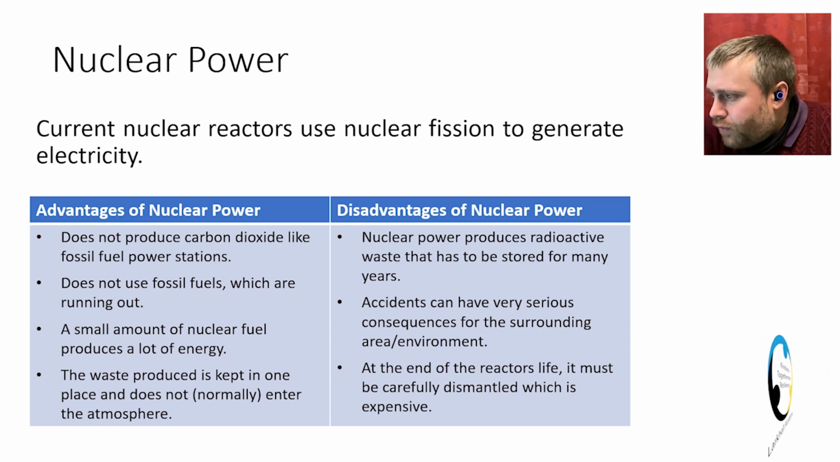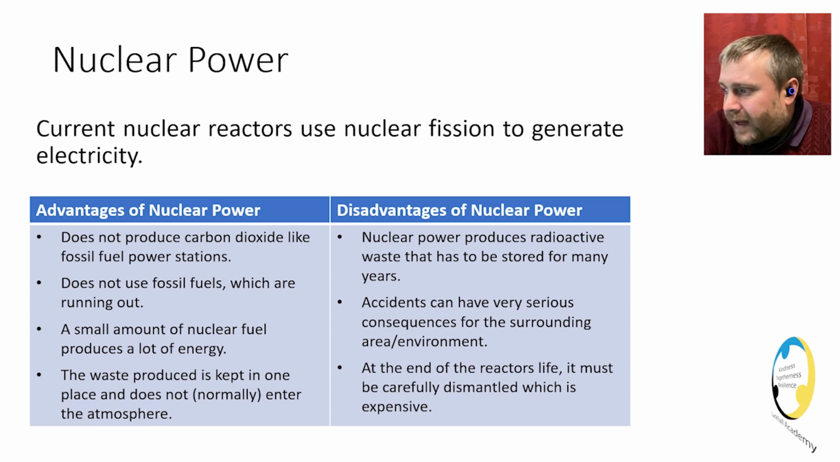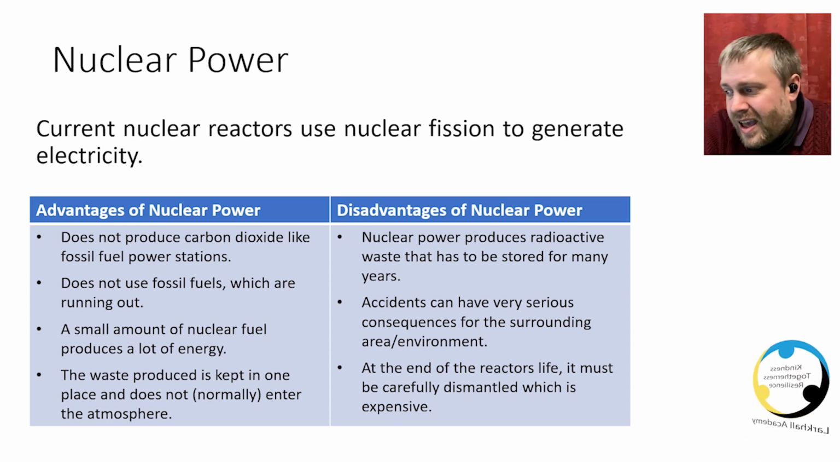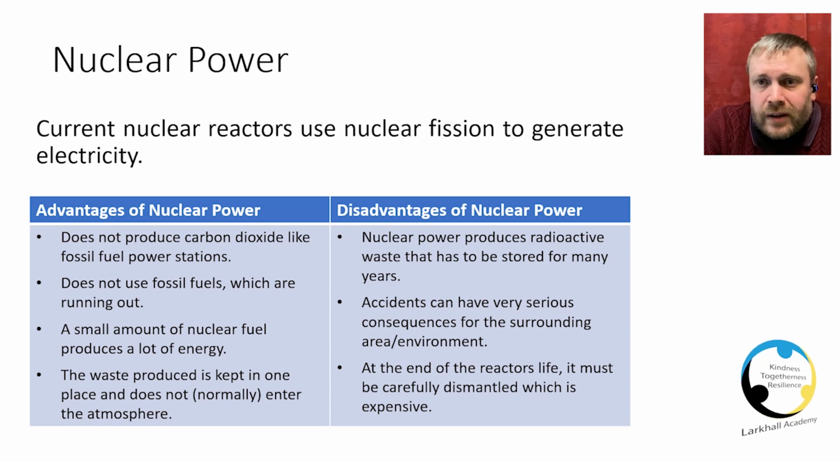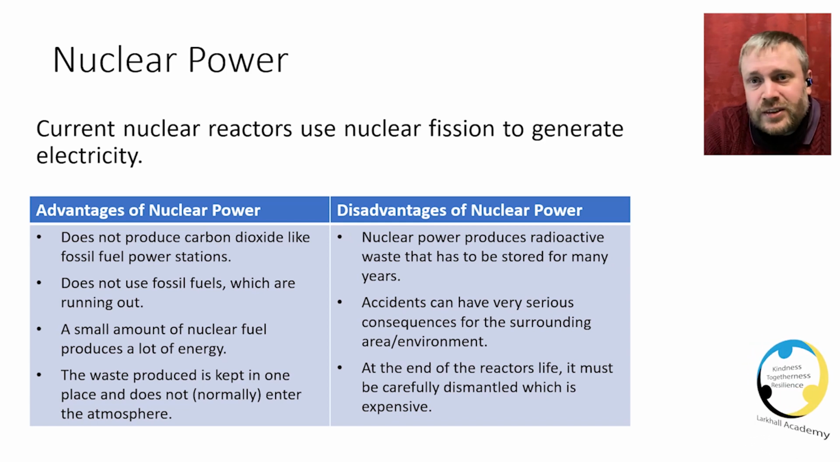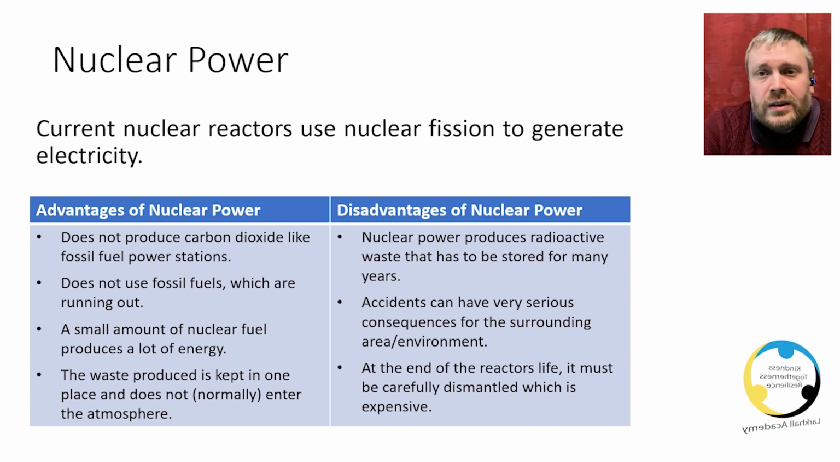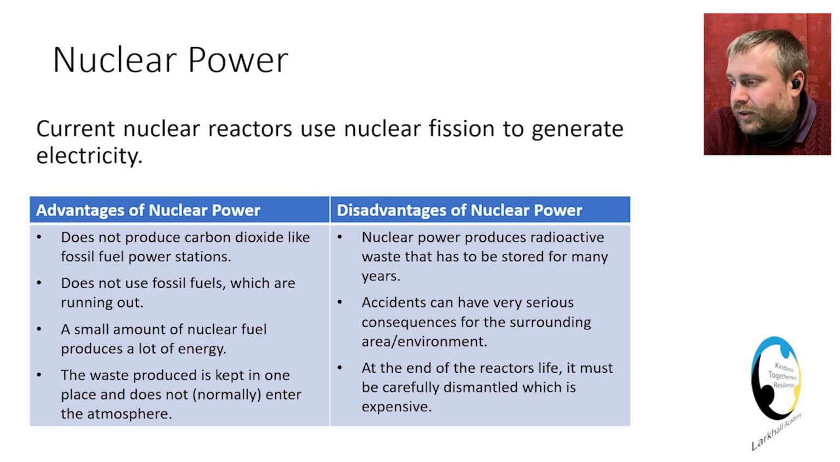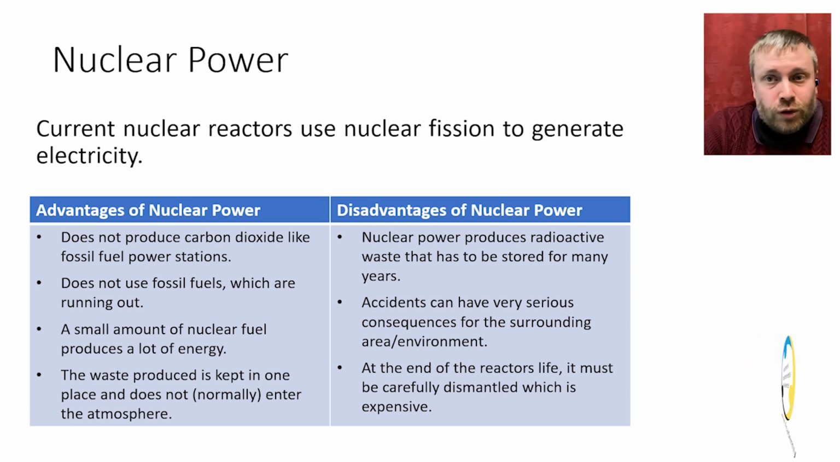At the end of the reactor's life, it's obviously then got to be dismantled. First of all, you've got to get rid of that nuclear waste. There's potentially going to be parts in there that are radiated. I've got no idea how a nuclear reactor is dismantled. It's complicated, it's expensive, you've got to be very careful. Obviously, it takes a lot of money to do that.